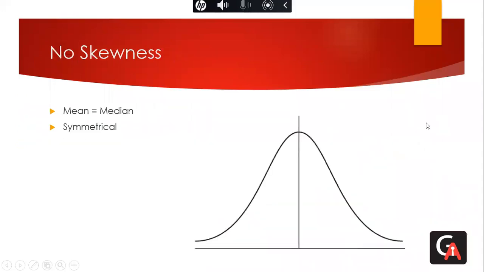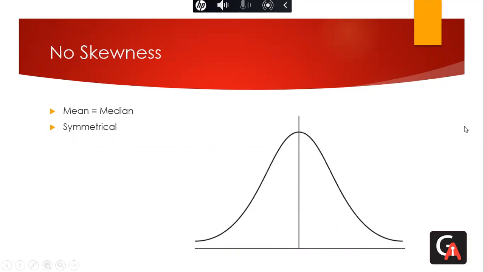Whenever we get mean and median approximately equal, we are going to get a symmetrical graph. At that time there will be no skewness in the data points, so there would be no outliers in the data set. We simply get a symmetrical graph.